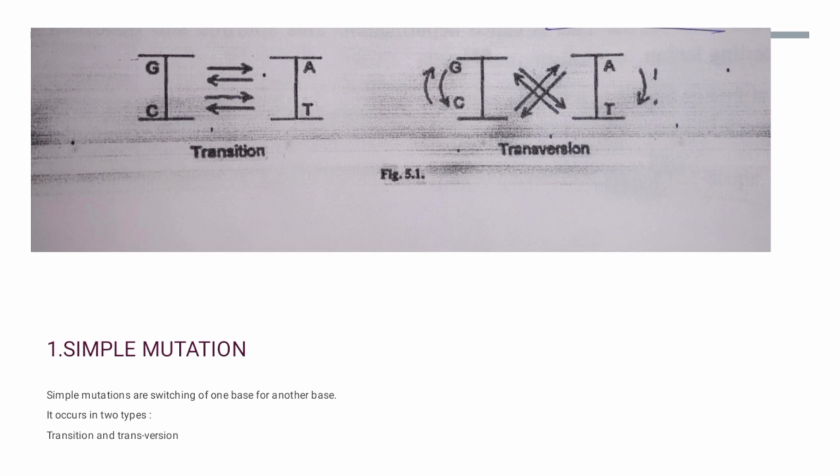In transition, one pyrimidine is substituted by another pyrimidine, and a purine by another purine. Transversion involves substitution of a pyrimidine by a purine and a purine by a pyrimidine, such as thymine by guanine or adenine, and adenine by cytosine or thymine. Other simple mutations are deletion and insertion of a single nucleotide or a small number of nucleotides. Mutations which change a single nucleotide are called point mutations.